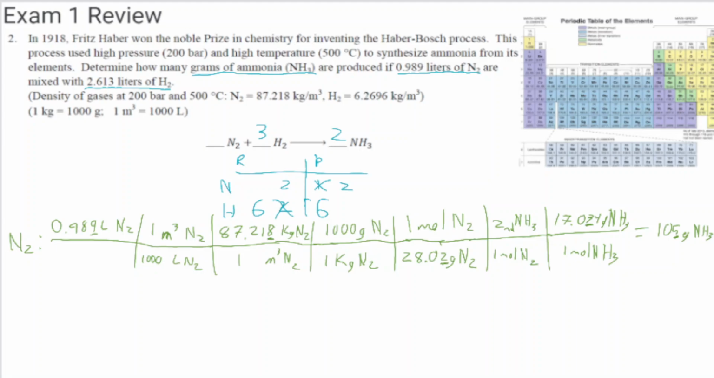All right, but we're not done yet. So what we need to do is we need to solve it this time for hydrogen. So this time we're going to use our hydrogen starting values. So we saw that, the question read that we had 2.613 liters of H2.